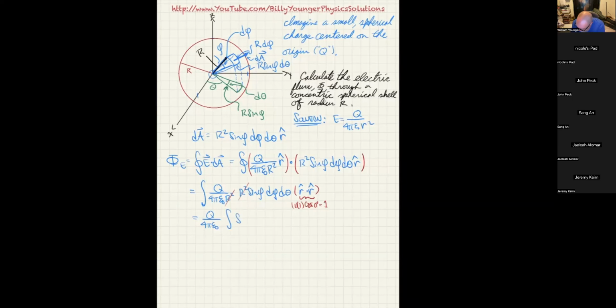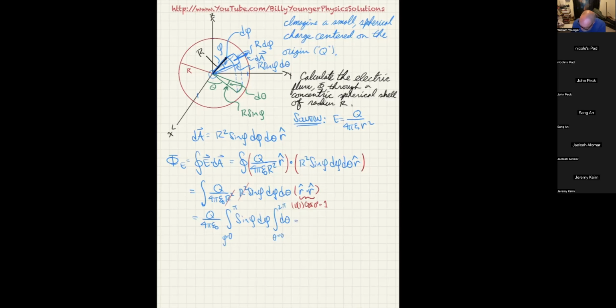So this is going to be the sine of phi d phi integral of d theta. These coordinates that we're using are technically called spherical coordinates, and that phi goes from 0 to pi, whereas the theta goes from 0 to 2 pi. So I'm going to integrate this from phi equals 0 to pi, and I'm going to integrate this one from theta equals 0 to 2 pi.